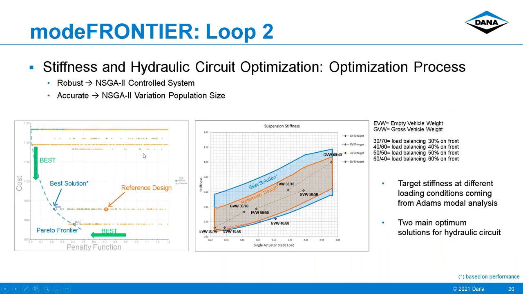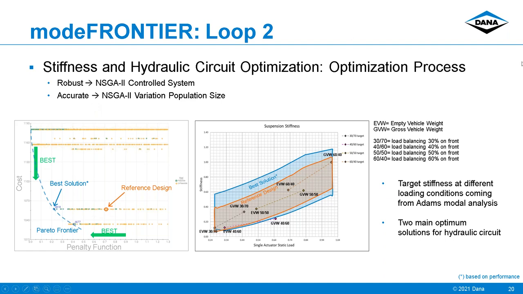Like loop one, a robust optimization was performed first and then a more accurate one. The slides show the most interesting results in our opinion, which are the ones relating to the optimization of the hydraulic circuit. As mentioned, this has been optimized starting from the results of the model analysis, which made it possible to have a map of target stiffnesses to be reached as a function of the operating condition of the vehicle.